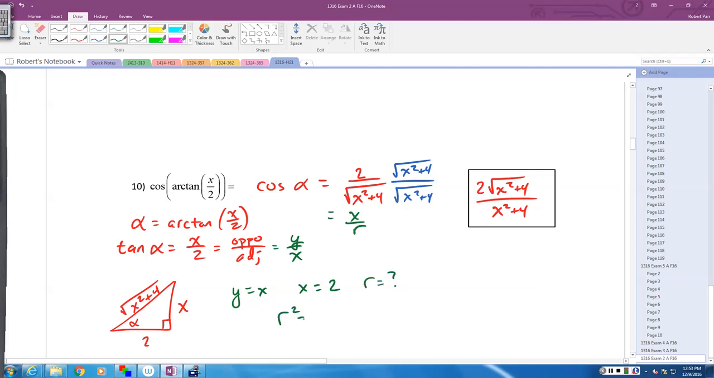Well, R squared equals X squared plus 2 squared. R equals the square root of X squared plus 4. So we come over here and we say X is 2, R is the square root of X squared plus 4, and we get to the same thing. It's just using X, Y, and R rather than adjacent, opposite, and hypotenuse.